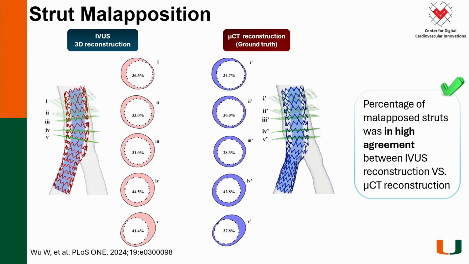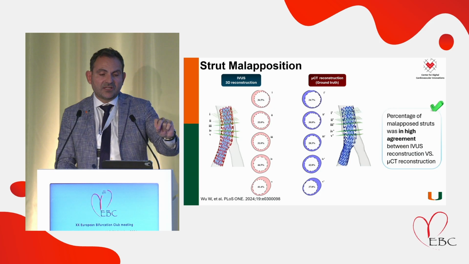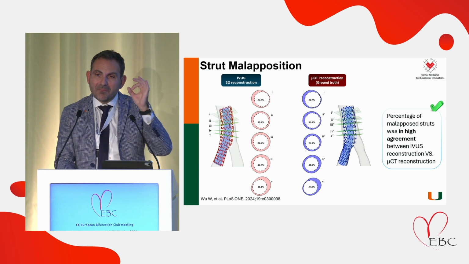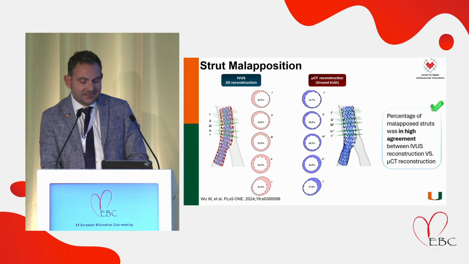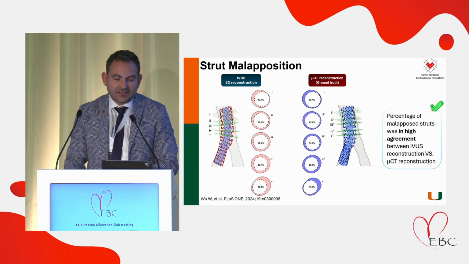You see here on the left, one of the models, the first model, IVUS reconstruction of the stent with our technique. On the right, the ground truth micro-CT. You see here, we have the ability, in serial cross-sections from proximal to distal, to replicate the percentage of malapposed struts using micro-CT as ground truth, and 3D reconstruction by IVUS replicates this microstrut level detail of malapposed struts.